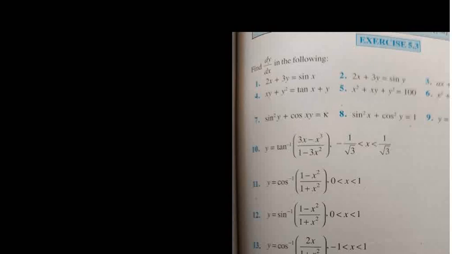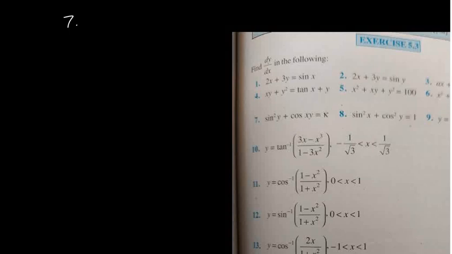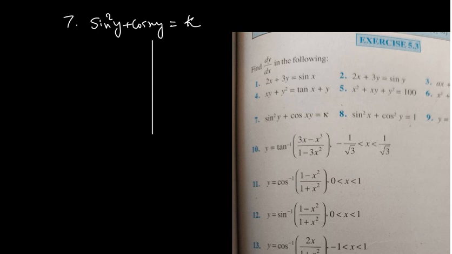So seventh question, sine squared y plus cos xy equals to kappa. Like the way we did last time, we will have a separation for LHS and RHS, and we do the differentiation. So differentiate LHS with respect to x.